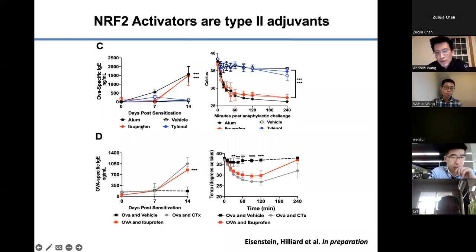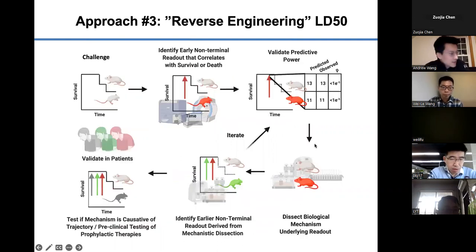So in this case, ibuprofen, Tylenol, they tested all kinds of NSAIDs. And after they did this, they found that some of the NSAIDs could do this and lead to anaphylaxis in various routes, and some of them couldn't. And in the molecular dissection of this, this is how they discovered that the property of the NSAID was NRF2.